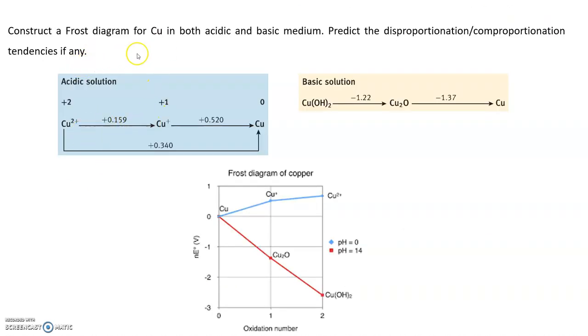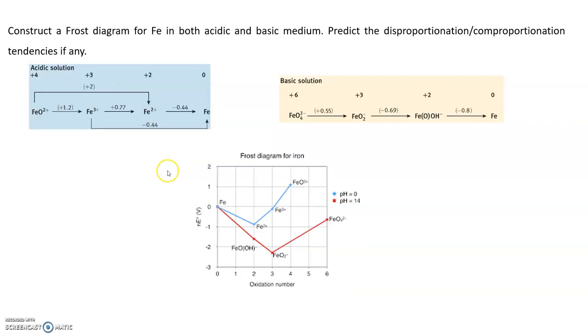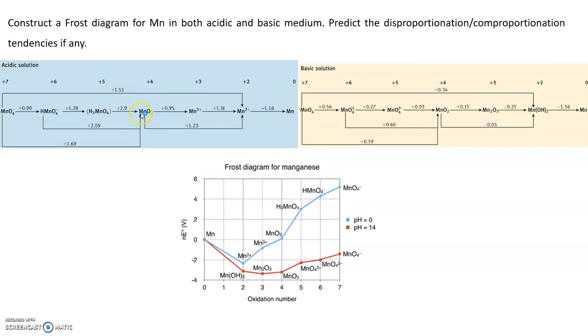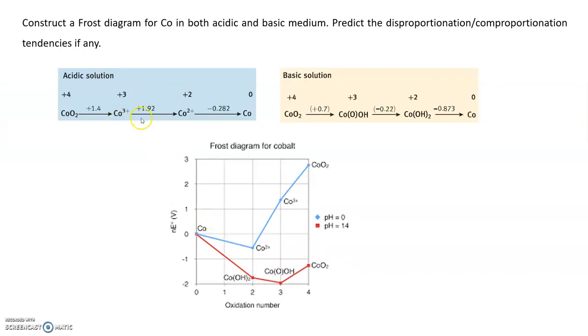Then similarly, you can construct this for copper. Sometimes it may be asked. A model diagram is shown here. It may not be accurate or may be accurate. Practice at home. Similarly, iron in acidic and basic. Similarly, manganese I have given in acidic condition. Basic condition you can draw. Cobalt.